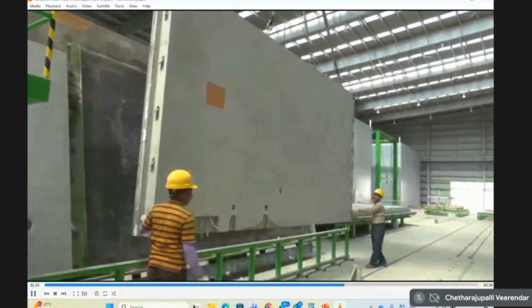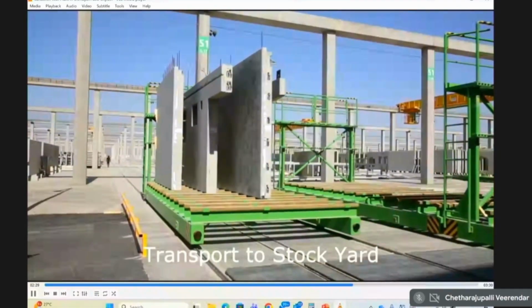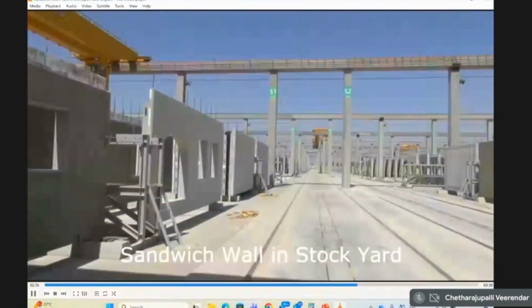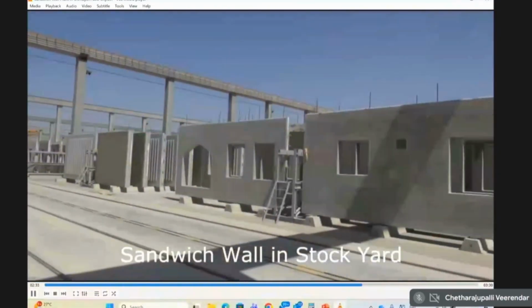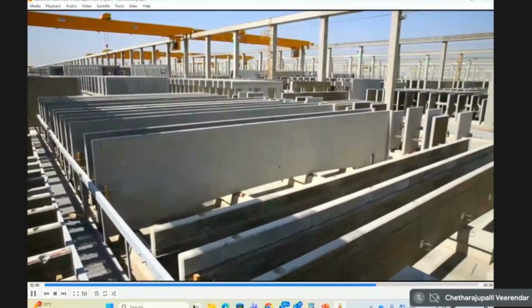So these are perfectly insulated walls going to the site. These are the transport wagons taking that into the stockyard. In the stockyard, you stock all of these walls. You have a barcode on each wall, which tells you by scanning it where each element is going to go.